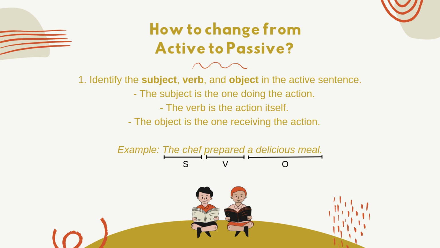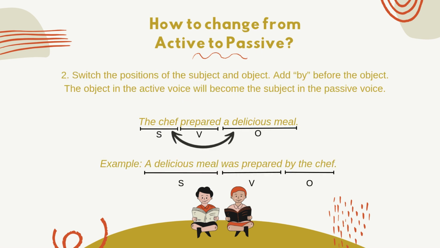What is the action that the chef is doing? Prepared. Preparing is the action that the chef is doing. Prepared what? Who received the action that the chef is doing, which is preparing? A delicious meal. A delicious meal is the object, which is the one receiving the action. Number 2. Switch the positions of the subject and object and add by before the object. The object in the active voice will become the subject in the passive voice.